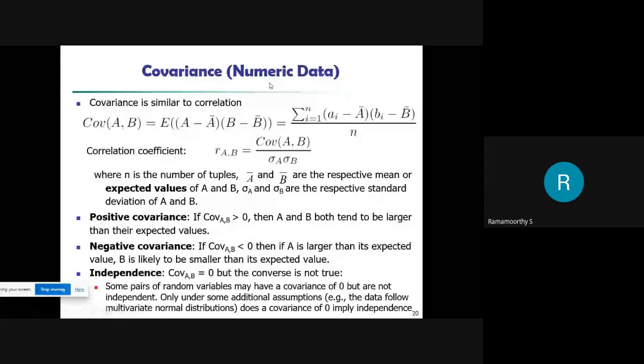The next one is the covariance. So based on the numeric data, how do we compute the covariance of the two objects A and B?